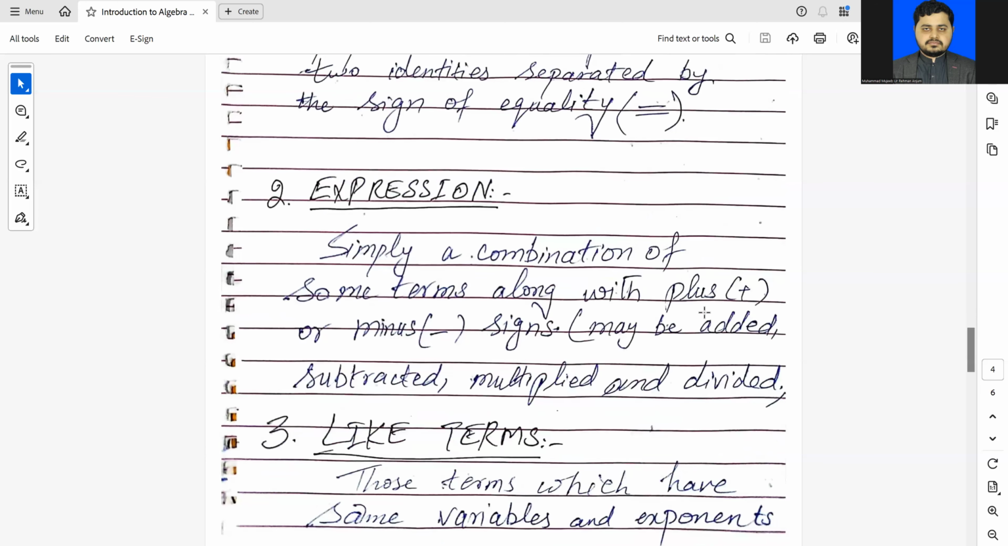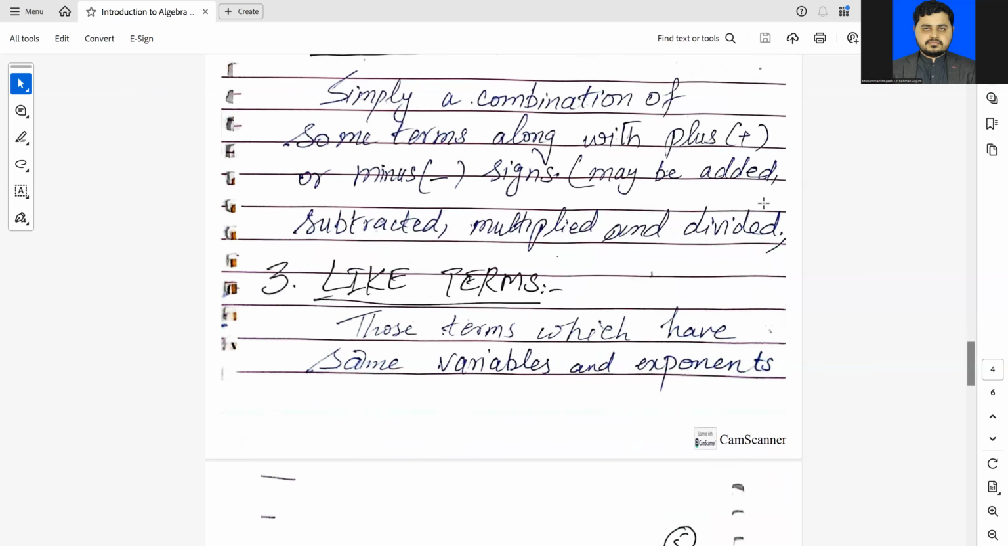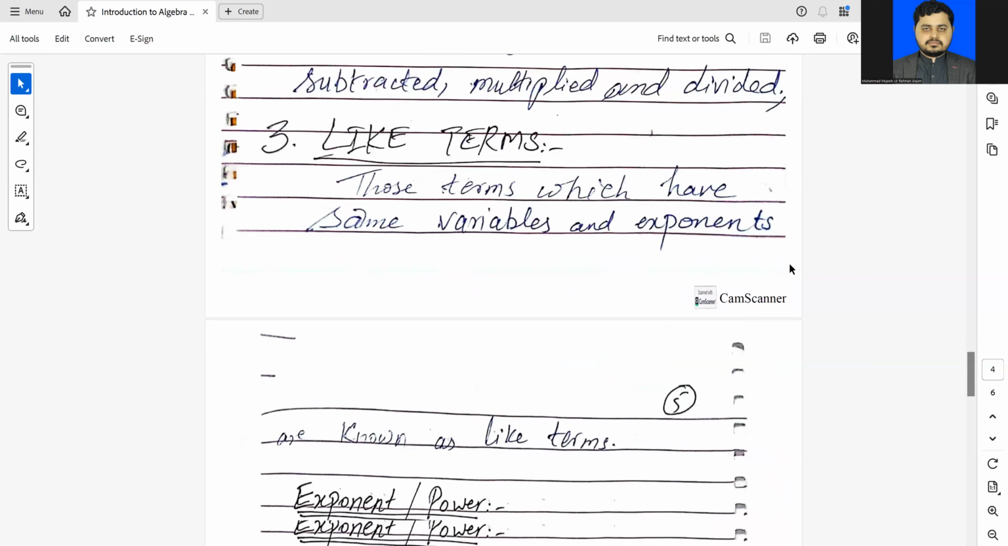Expression. An expression is simply defined as a combination of some terms along with plus or minus signs. And the extra point is that these terms can be combined with either addition, subtraction, multiplication, or division. Like terms. Those terms which have the same variables and exponents are known as like terms.